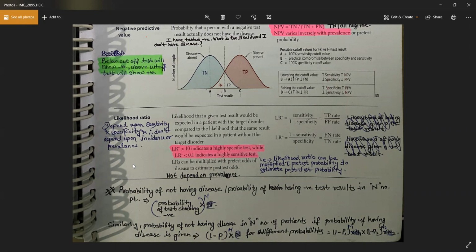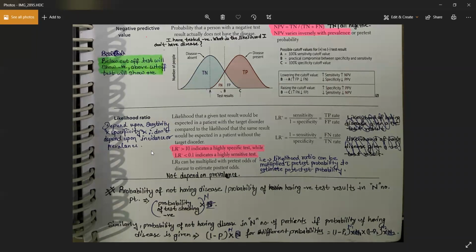Above that, you run a test and the test comes out positive. That means you can say with 100% surety that the patient is actually having the disease. Because you're already very much sure, and above that, the test is also positive. Now you can be 100% sure that the patient actually has the disease. And whenever I am 100% sure that the patient has the disease, I call it a very high specificity, right? So whenever LR positive is more than 10, it indicates a highly specific test. Okay. You got it now?